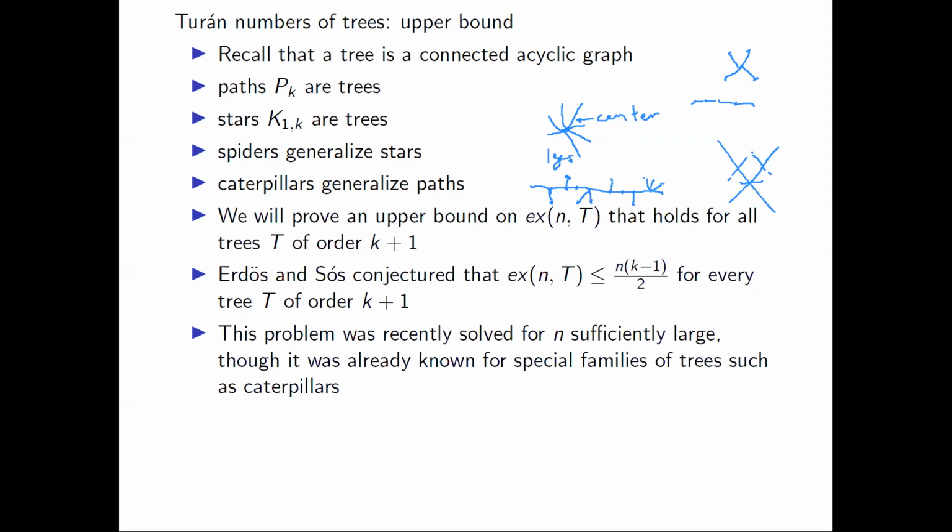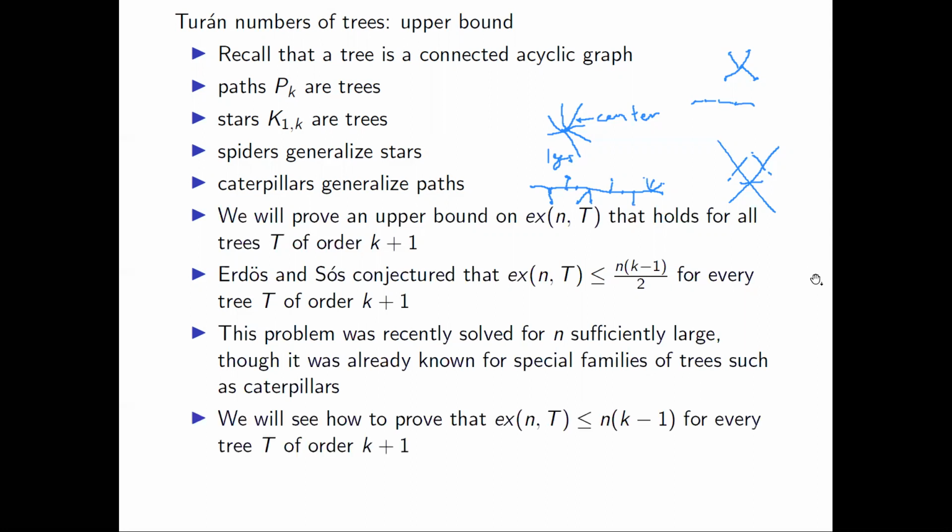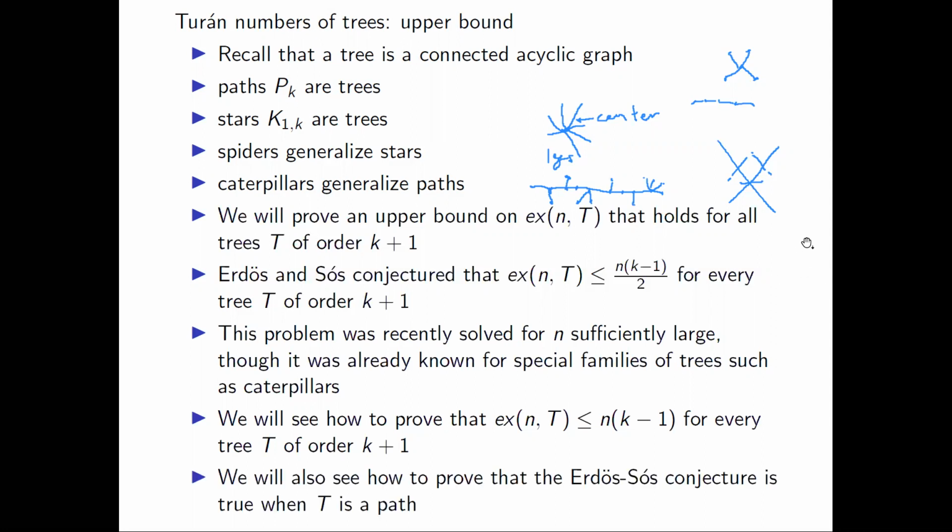So in this video, we're not going to prove the full conjecture. We're going to prove a weaker upper bound. We're going to show that the Turán extremal function ex(n, T) is less than or equal to n times (k minus 1) for every tree T of order k plus 1. And we'll also prove the conjecture when the tree is a path. So we won't prove it for caterpillars, but we'll at least prove it for paths.